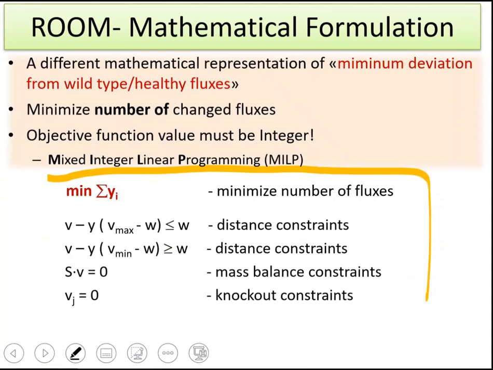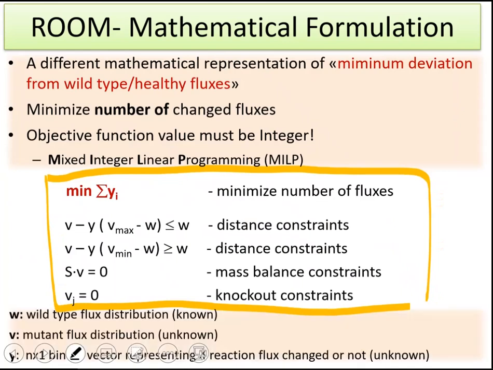We can represent the ROOM formulation mathematically like this. Here, W represents the wild type flux distribution, which is known. And V represents the mutant flux distribution, which is not known but will be predicted.